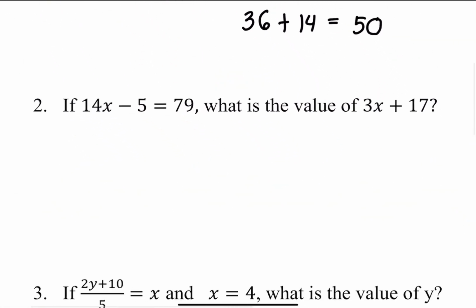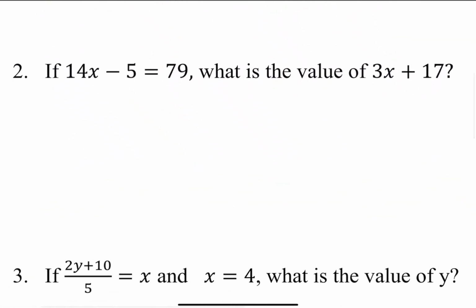Now for number 2, if 14x minus 5 is equal to 79, what is the value of 3x plus 17? So again, we have to solve for the value of x first. Using the addition property of equality, we can add 5 to both sides of the equation. So negative 5 plus 5 is 0. So bring down 14x is equal to 79 plus 5, which is equal to 84.